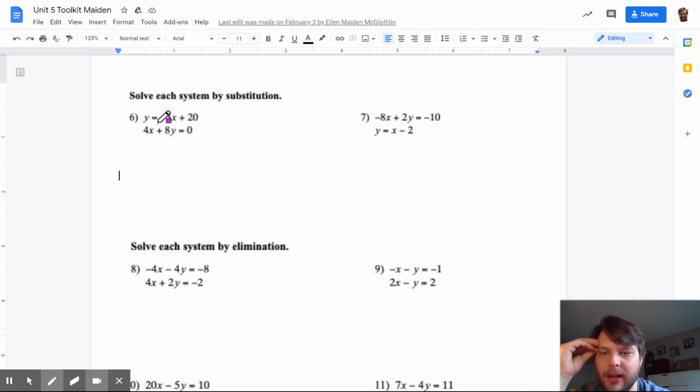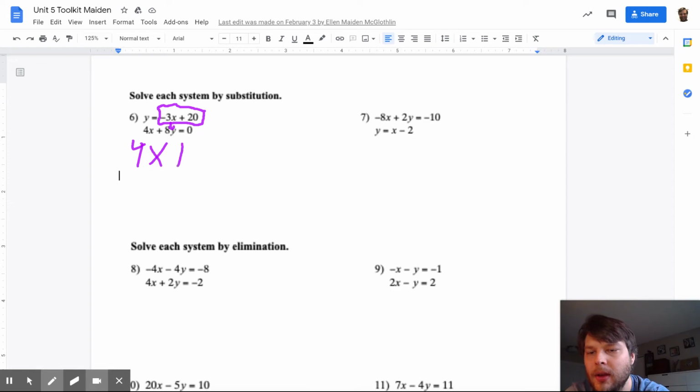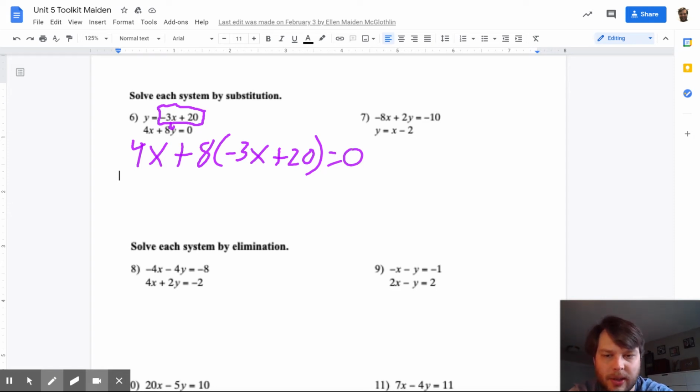Here we have y is equal to negative 3x plus 20. And so I'm allowed to substitute that for the letter y right there. This creates an equation only in terms of the letter x. So I write 4x plus 8y. Instead of just writing the letter y, I write negative 3x plus 20, because that is equal to the letter y. Now it's an equation just in x, and so I'm going to distribute the 8.